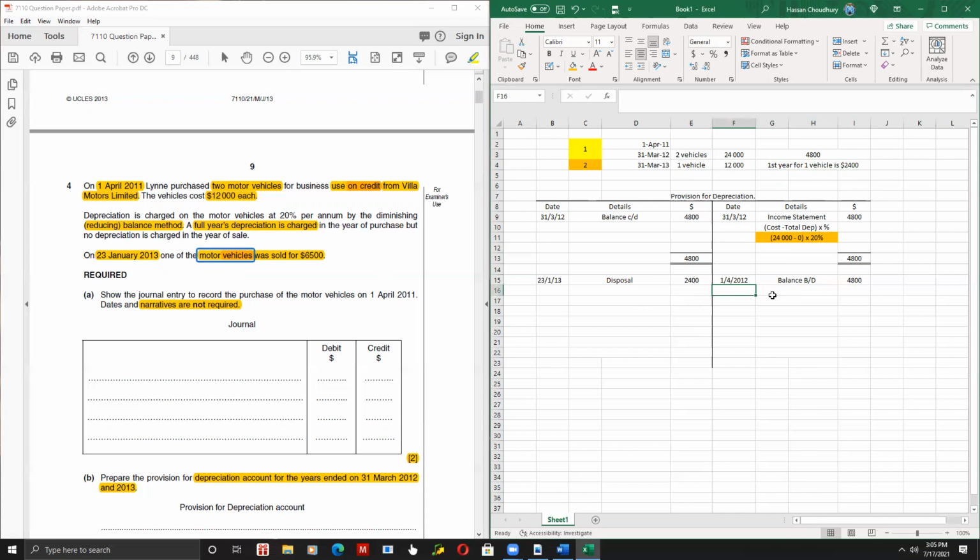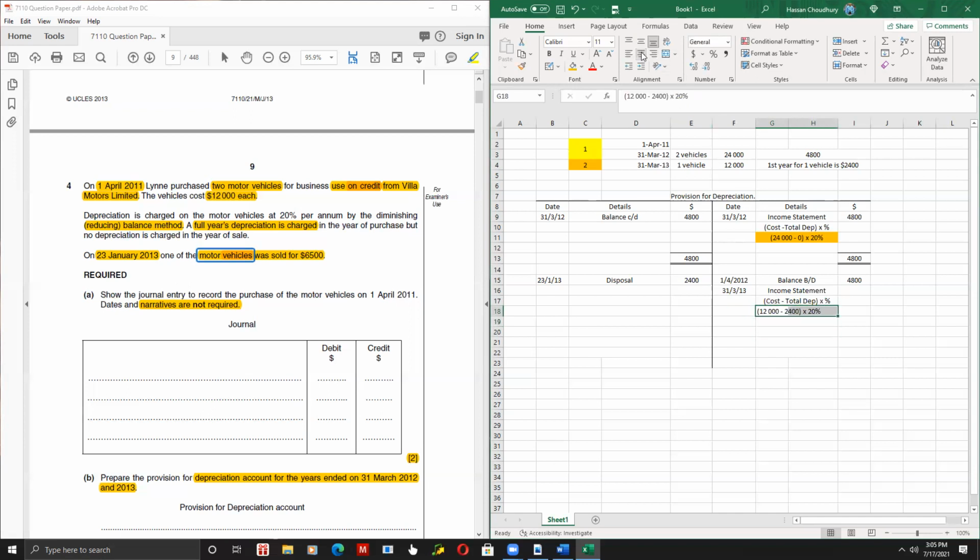Now, the vehicle that remained, we need to charge depreciation on that. So 31st March 2013, provision, income statement. Again, we write the formula out for your convenience: cost minus total depreciation into percentage. I'm doing this because it's the reducing balance method. In this case, the cost is 12,000 because we have only one vehicle, 2,400 depreciation from the first year, and the charge is 20% for this year, okay?